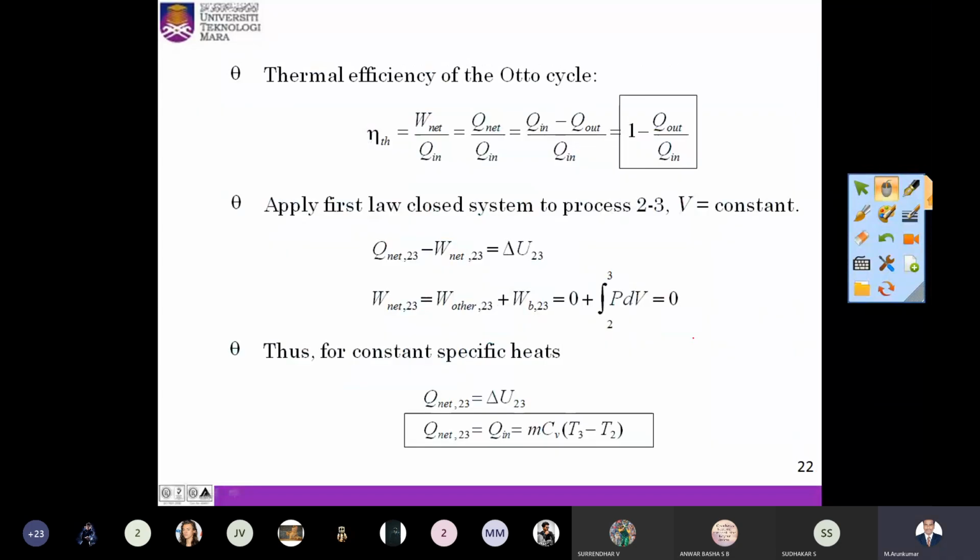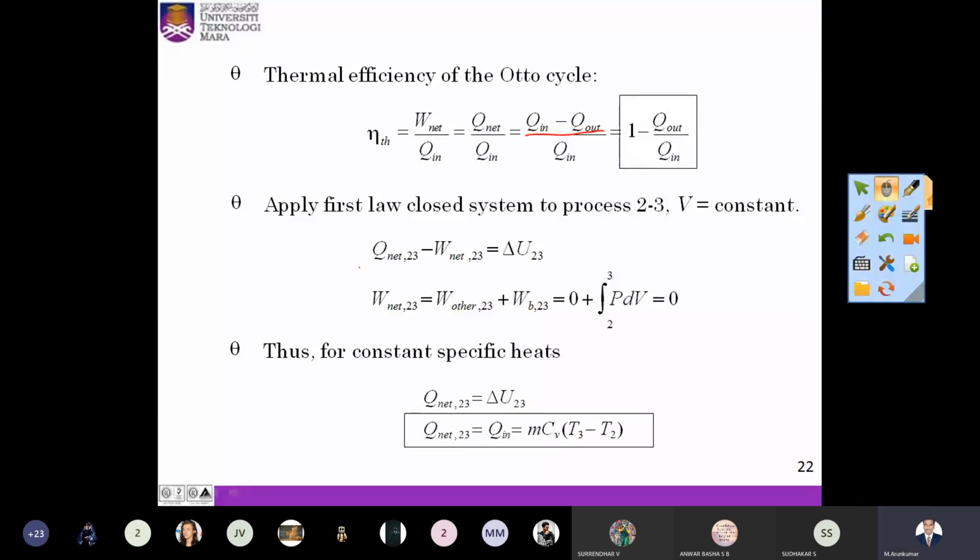Then we can calculate the thermal efficiency of the Otto cycle. You know the formula: W net by Q in. Here W net is Q net, but Q net can also be calculated as Q in minus Q out. Then you know the input Q in. Finally, we have the formula as 1 minus Q out by Q in for the Otto cycle.